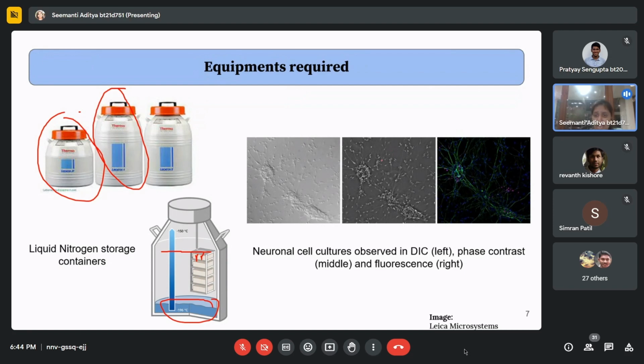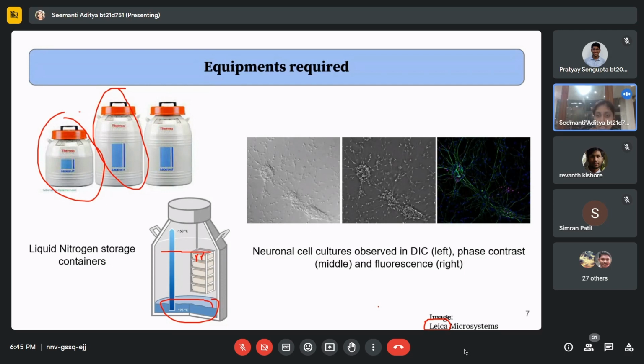Now I can proceed with the experiment. Or, if we want to see what kind of morphology the cell has reached, then also we have to see it through the microscope. So these are the three different images of the same cells. I have not taken these myself; they are from the Leica Microsystems web page. Leica is a company which makes microscopes. Leica, Zeiss, and Olympus are very good companies that make microscopes supplied worldwide.